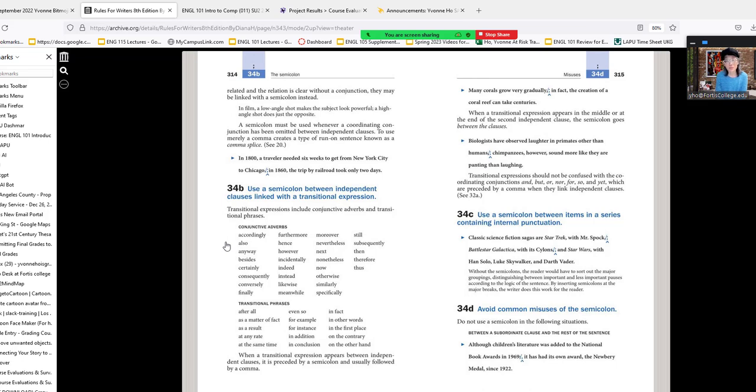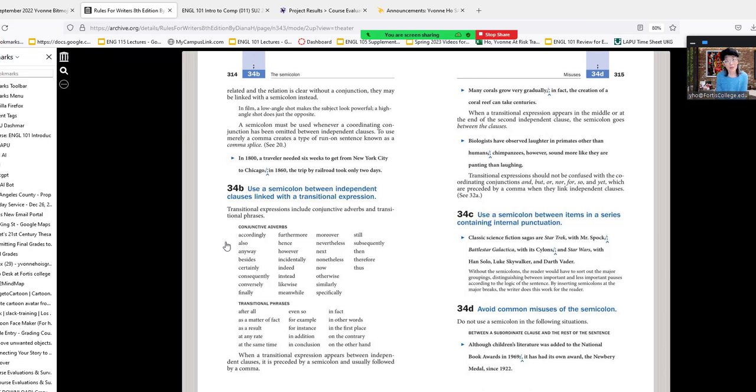When a transitional expression appears in the middle or at the end of the second independent clause, the semicolon goes between the clauses. Biologists have observed laughter in primates other than humans; chimpanzees, however, sound more like they are panting than laughing. Transitional phrases should not be confused with coordinating conjunctions and, but, for, nor, so, yet, which are preceded by a comma when they link independent clauses.